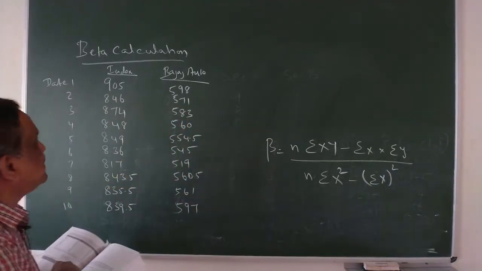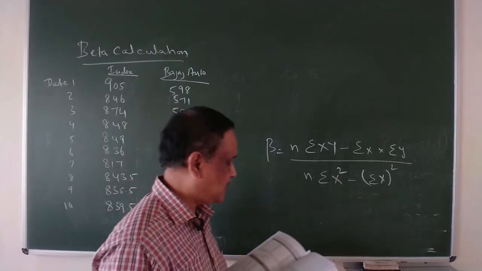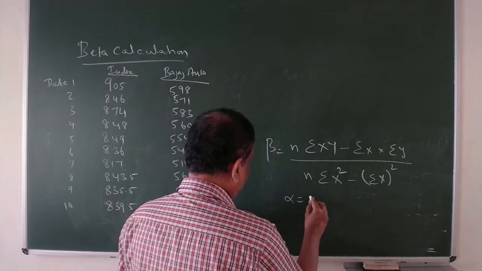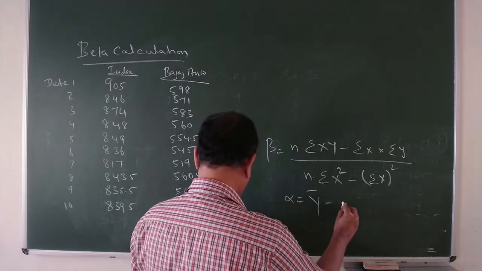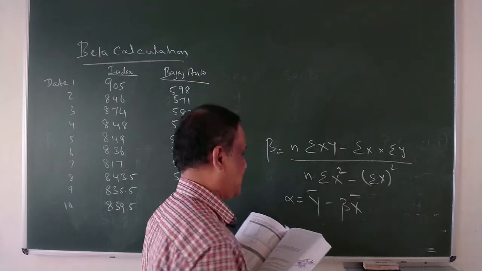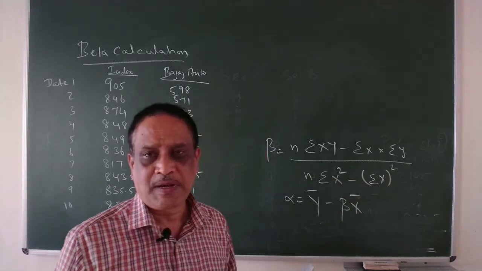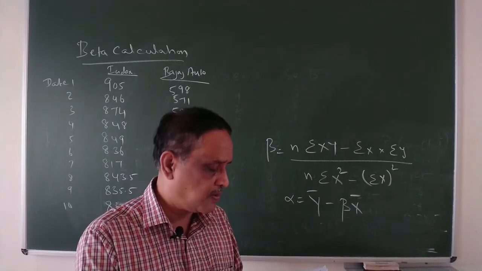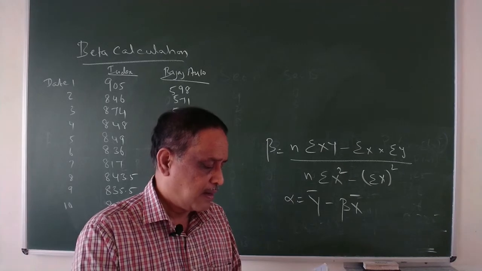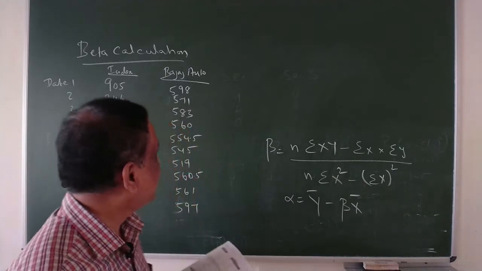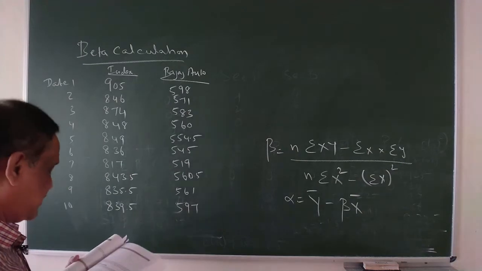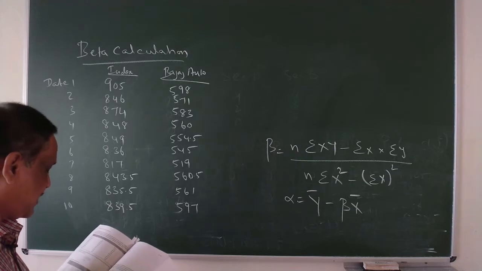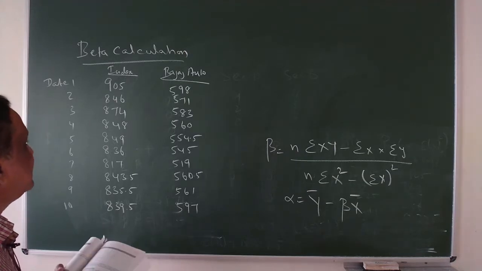Here they have given example of index and Bajaj Auto share, and alpha equals y bar minus beta into x bar. Okay. So, beta is the slope, alpha is the intercept. So, to calculate alpha we have to use this formula, and see they have given the different days share prices, and x is actually shares return. Okay.